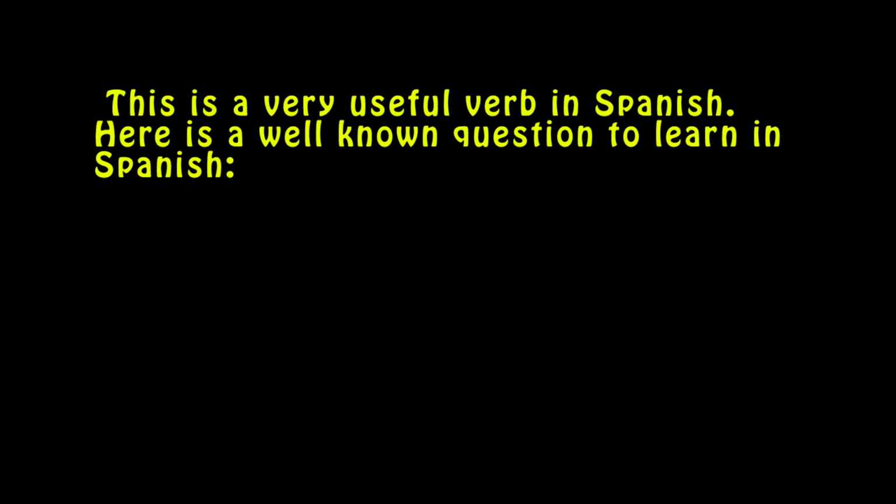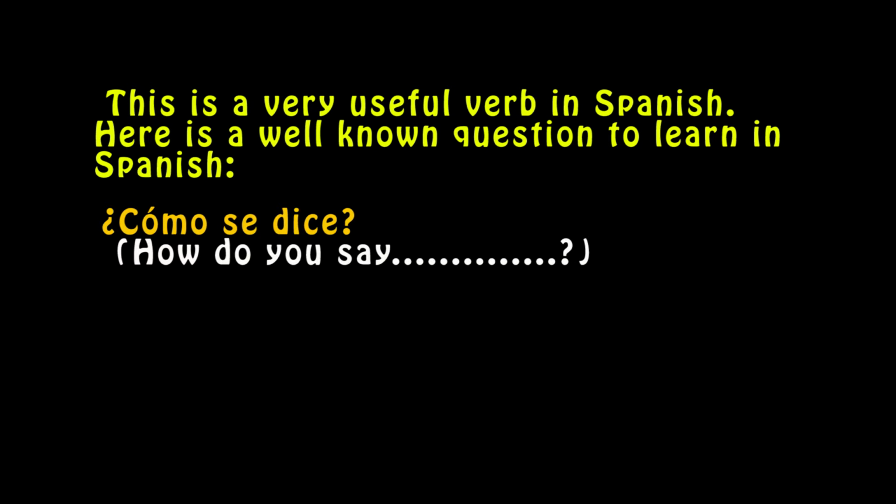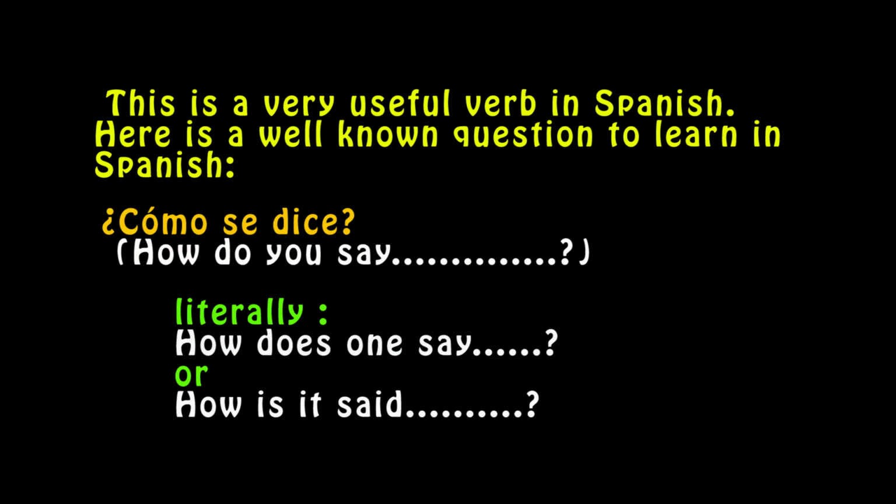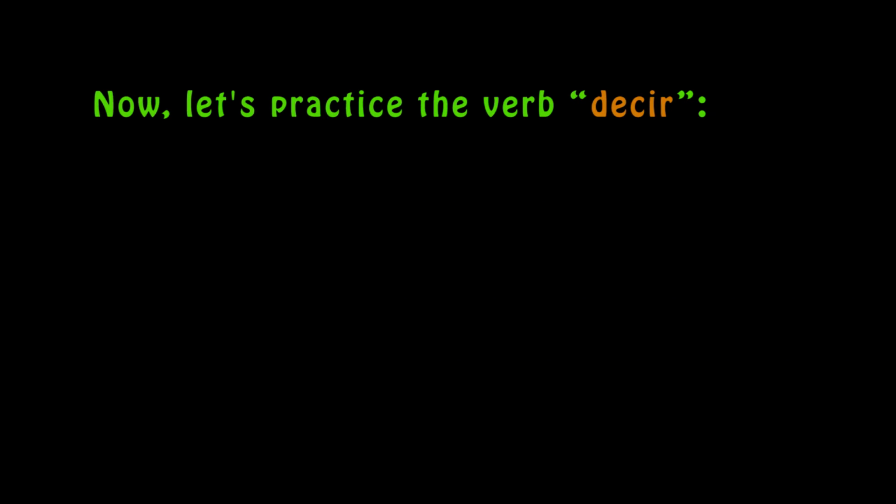Here is a well-known question to learn in Spanish. ¿Cómo se dice? How do you say? And then you say the word. Or literally, you will be asking, how does one say? Or how is it said? But the actual meaning would be, how do you say? ¿Cómo se dice? Now, let's practice the verb decir.